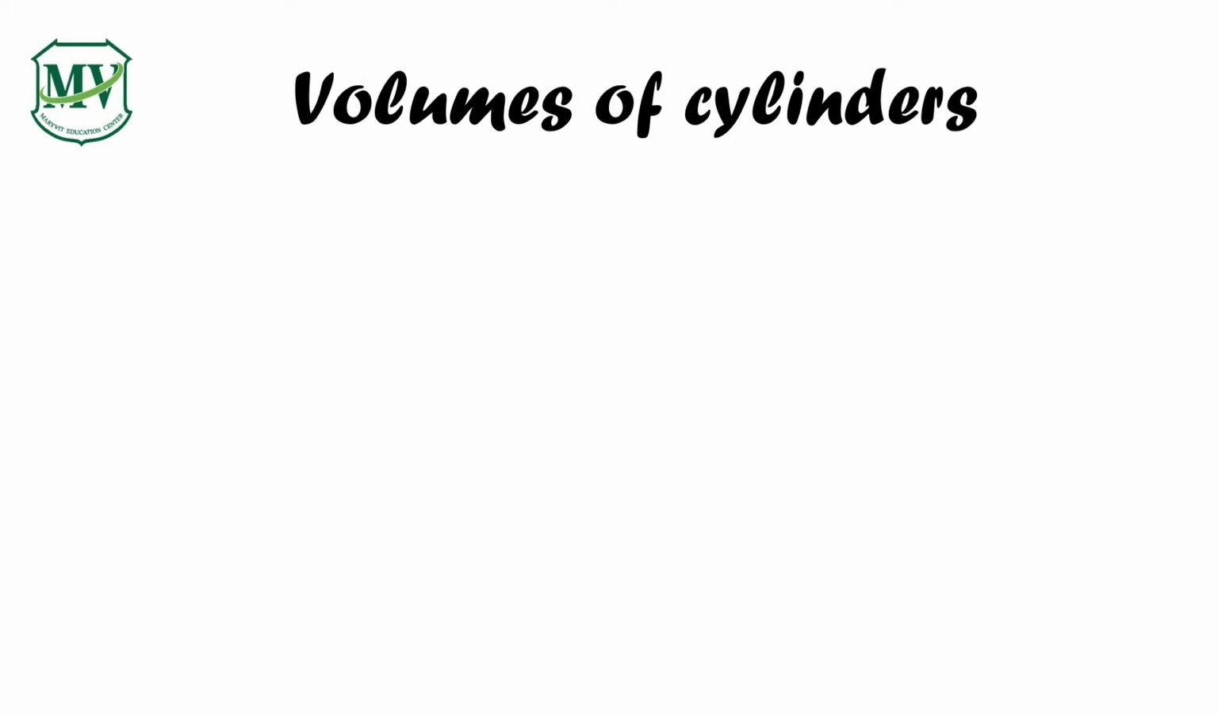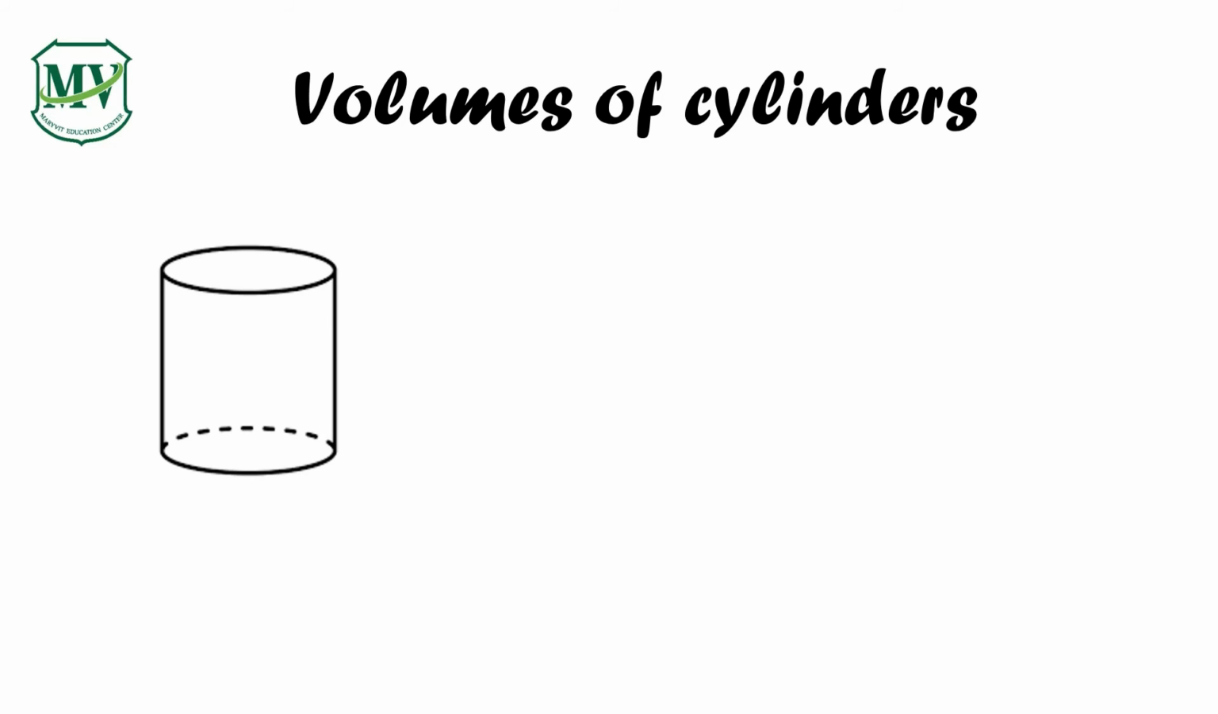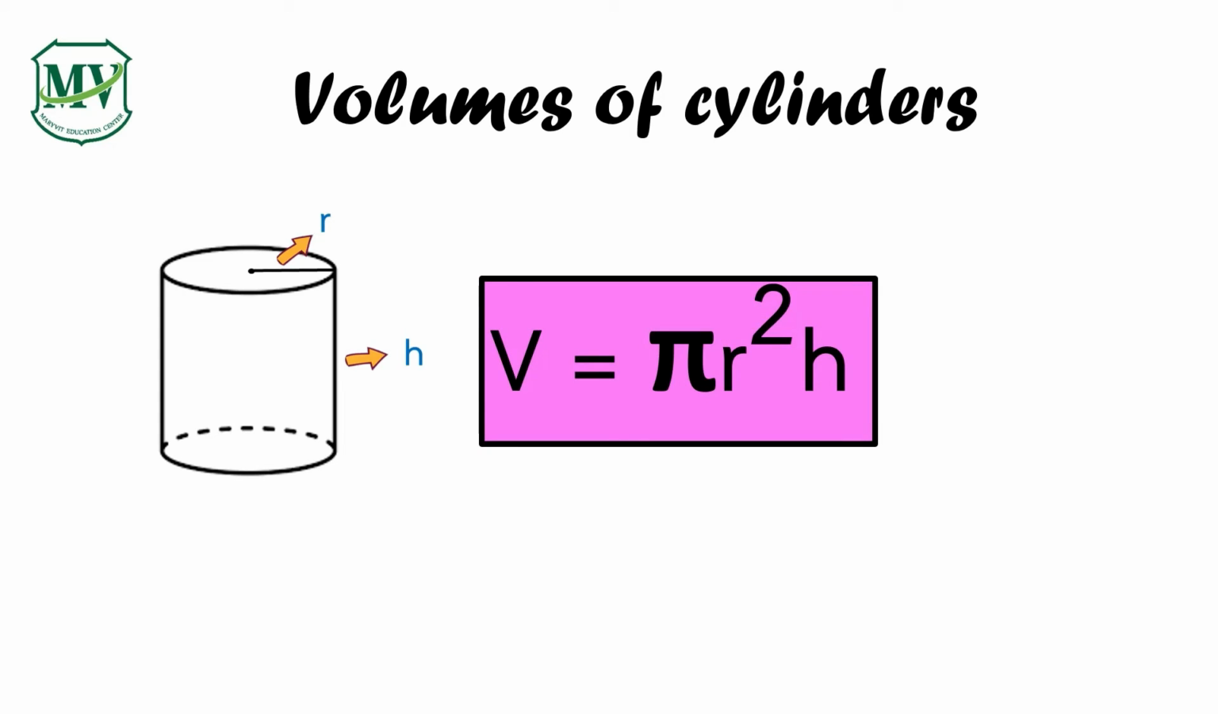Okay, now let's go to volumes of cylinders. So a cylinder looks like this. So a cylinder has a radius, which is the small letter r, and it has a height, which is the small letter h. So to find the volumes of cylinders, we use the formula V is equal to pi r raised to 2 times small letter h.